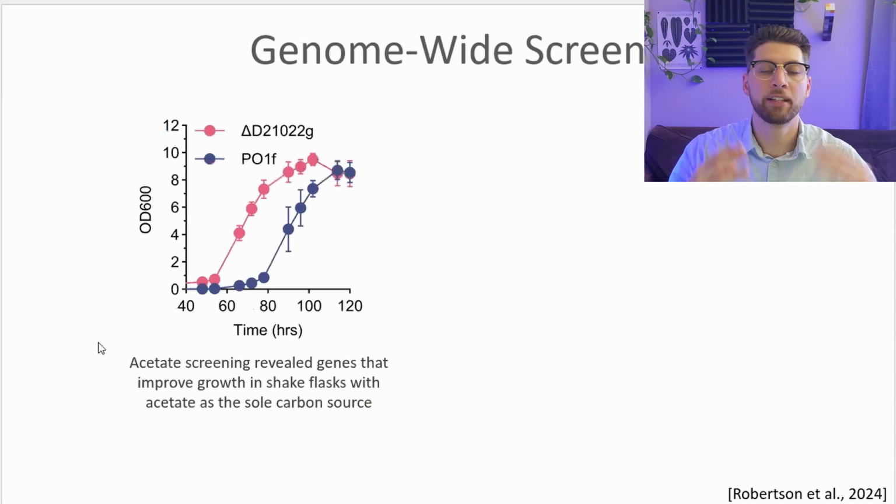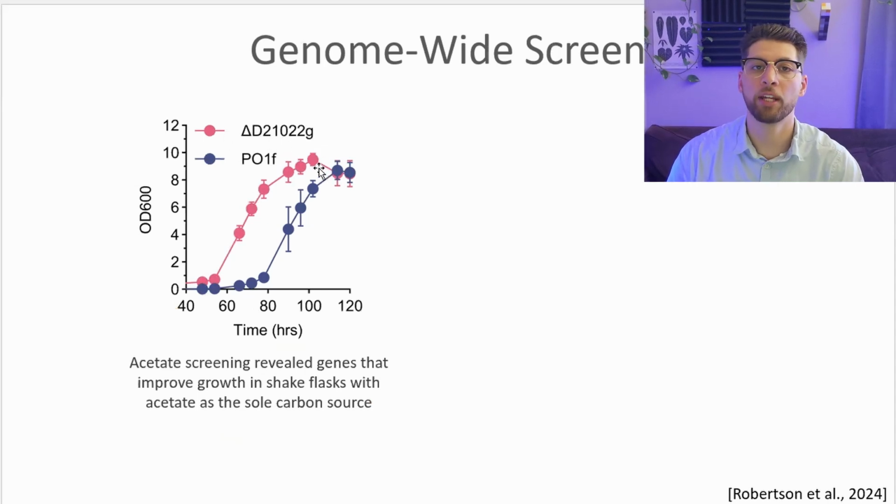And sure enough, this is just showing the best growth strain that we got. But I did shake flask experiments over several hours, so this is requiring coming in at like 3 a.m. sometimes. But P01F in the blue is the control strain, it's the wild type strain, and in the pink or magenta, this is the Delta 21022G strain, which is one of the hits that we got from our acetate screen, and this is in acetate as the sole carbon source.